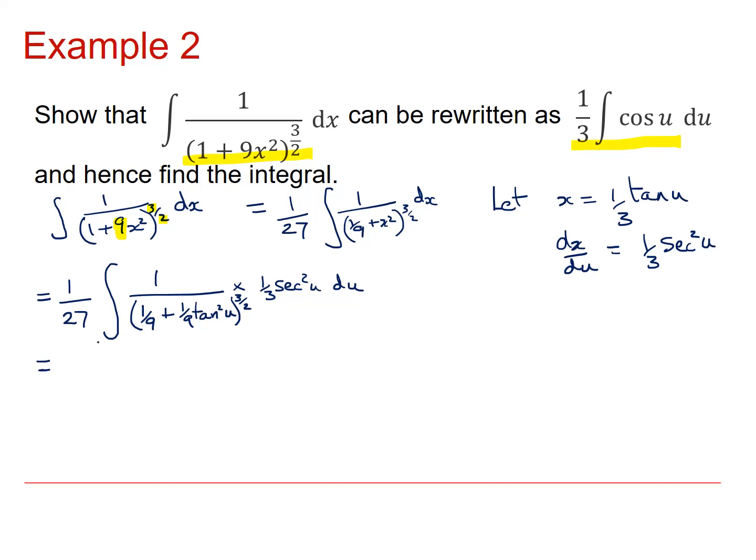Okay, so this becomes 1 over 27, the integral. Let's think about what I've got in here. I've got 1/9 of 1 plus tan squared, so I've got a 9th of sec squared on the bottom. So that's 1 over (1/9 of sec squared u) to the power 3 over 2, and that's times 1/3 of sec squared u du.